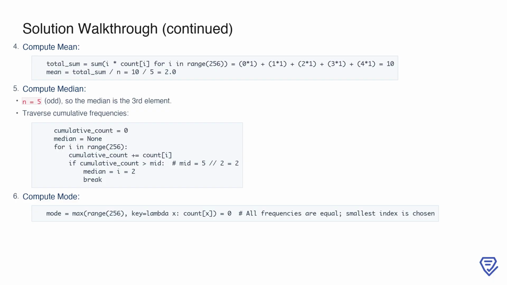For the mode, since all frequencies are equal, we select the smallest index with the maximum frequency, which is 0. This ensures consistency when handling ties. The final output for this example is 0, 4, 2.0, 2, 0.